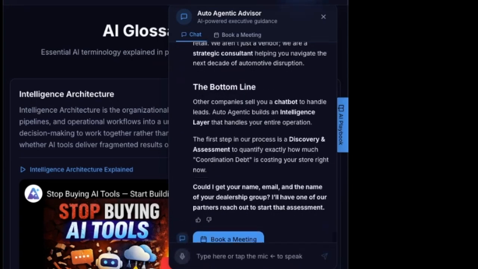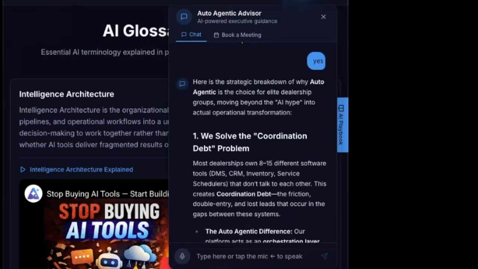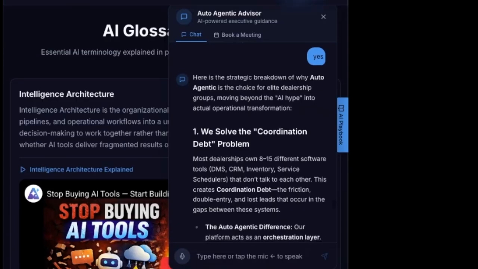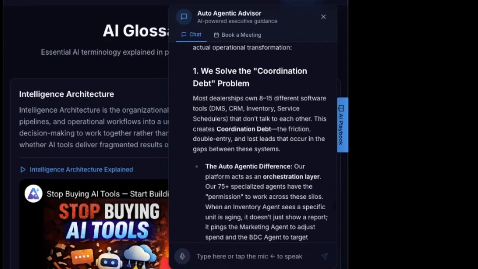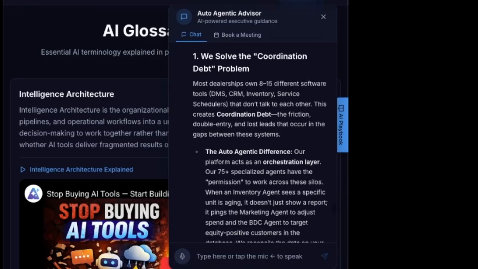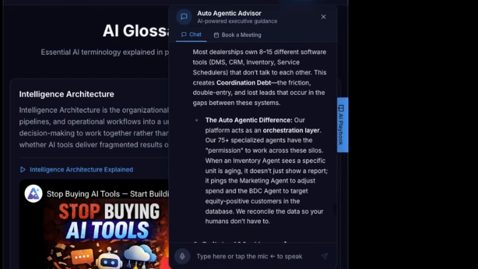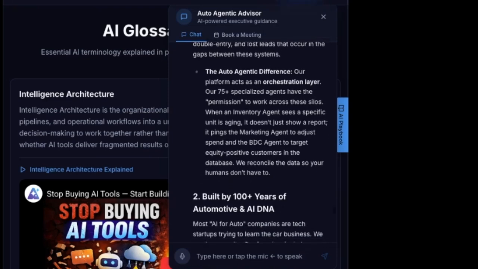So you can see this is now a much more enhanced explanation. A strategic breakdown of why Auto Agentic is the choice for elite dealership groups, moving beyond the AI hype to actual operational transformation. We solve the coordination debt problem. Most dealerships own 8 to 15 different software tools that don't talk to each other. This creates coordination debt: the friction, double entry, and lost leads that occur in the gaps between these systems. The Auto Agentic difference: our platform acts as an orchestration layer.